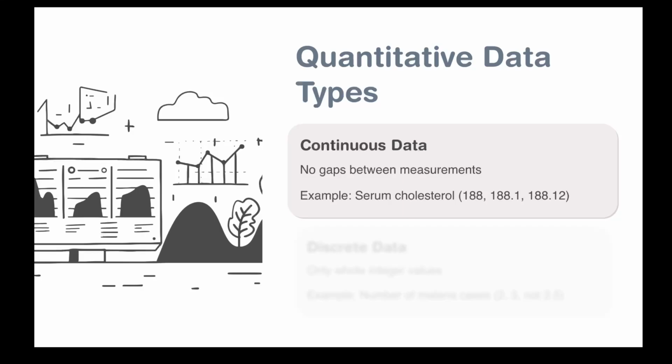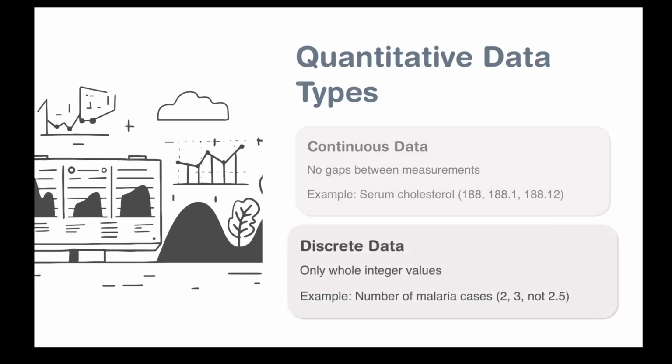Quantitative data can be divided again into continuous data, where there are no gaps between measurements, like serum cholesterol. During our blood investigations, we can have it as 188, 188.1, 188.12. So this is continuous data, with no gaps between the measurements. And there are some measurements known as whole integers, and that is discrete data. You can't have something in between; there can't be any decimal numbers. Such as the number of malaria cases. We don't have any 2.3 malaria cases, right? It is a discrete quantity.